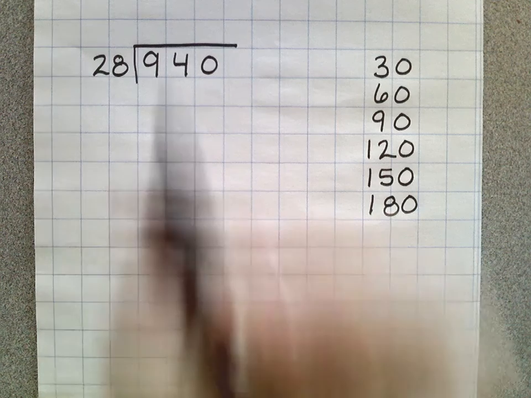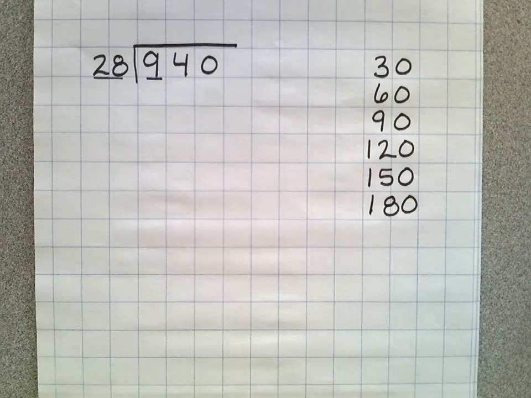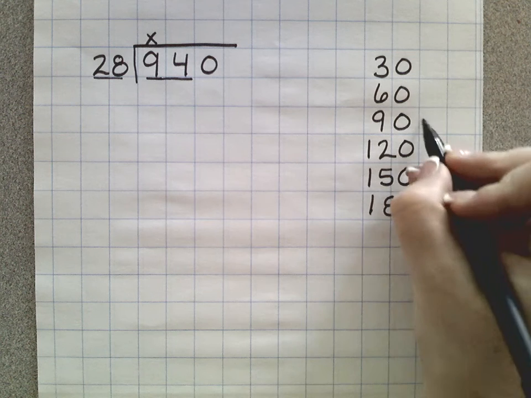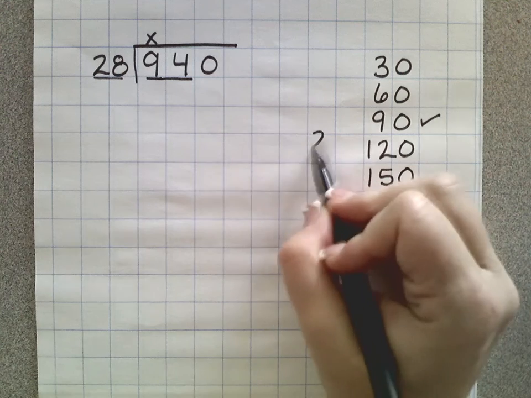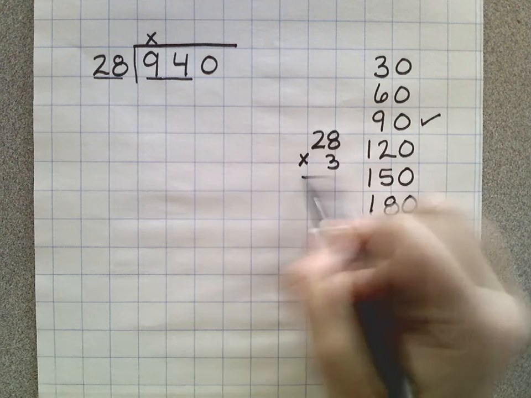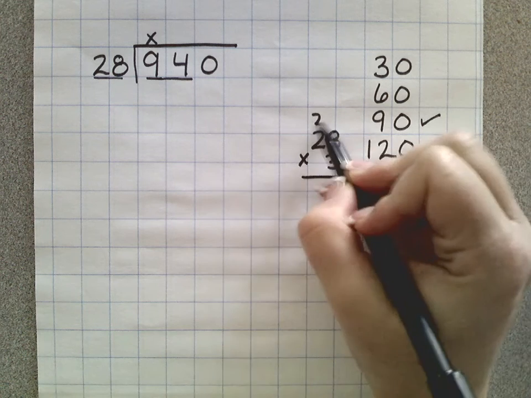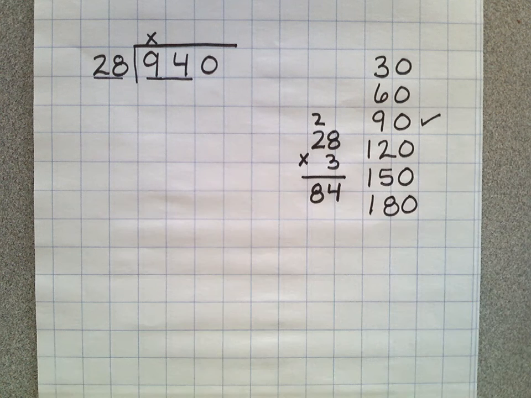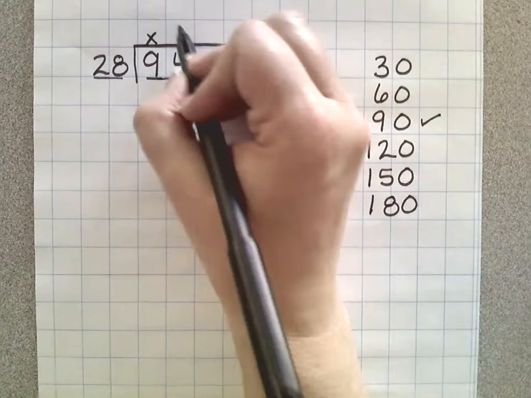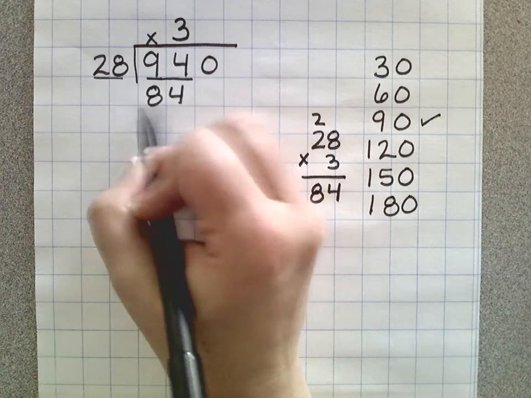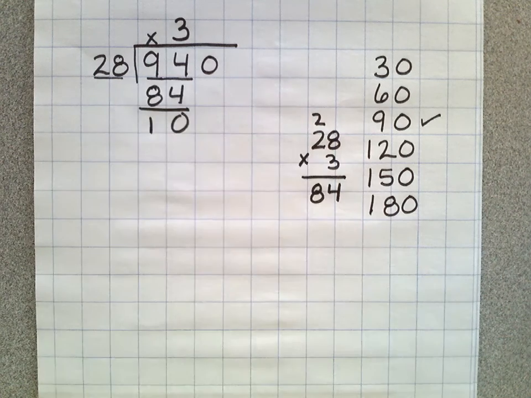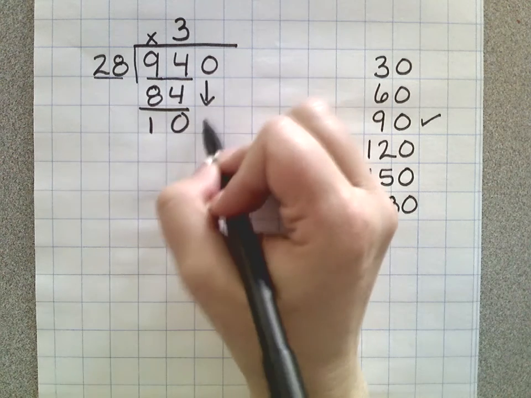Ready to start dividing. So I'm going to take 28 into 9. Nope, can't do it. I put a little placeholder up there. 28 into 94. I can do that. I'm noticing 90 right here, which would be times 3. That's 30 times 3. I need to do 28 times 3 to check it out. Equals 84. That looks pretty good to me. My 3 goes up. I already solved 3 times 28. Got that. I'm going to subtract 10. Now I have a number to bring down.